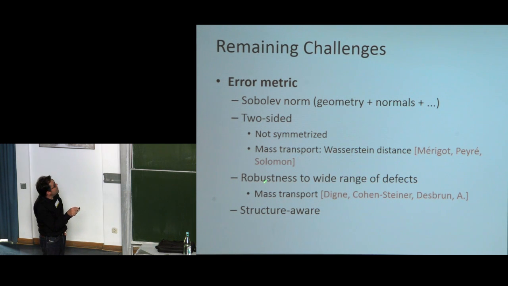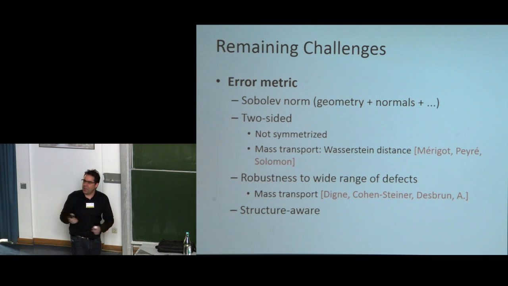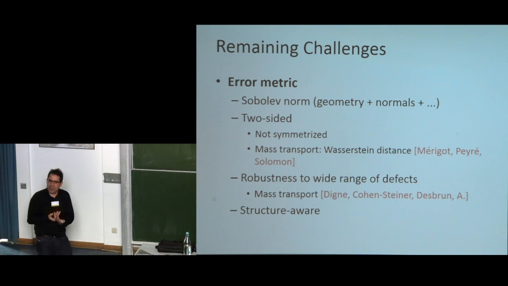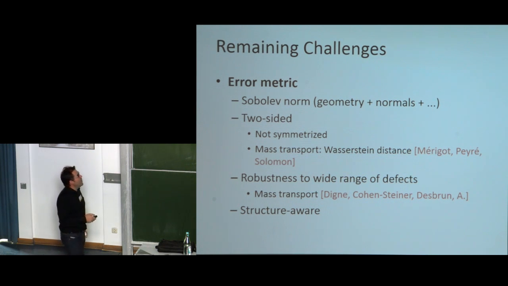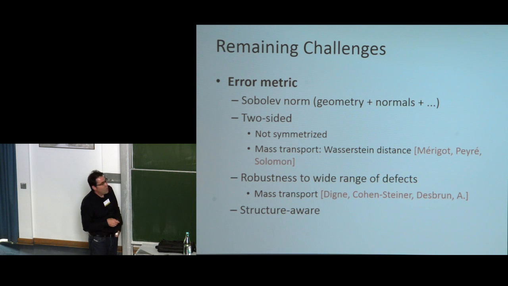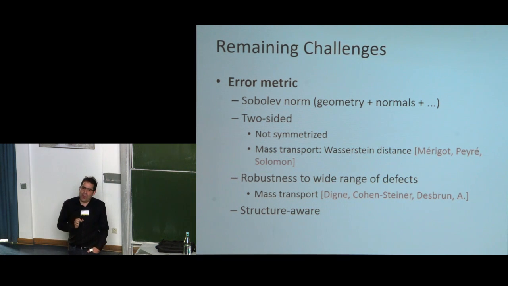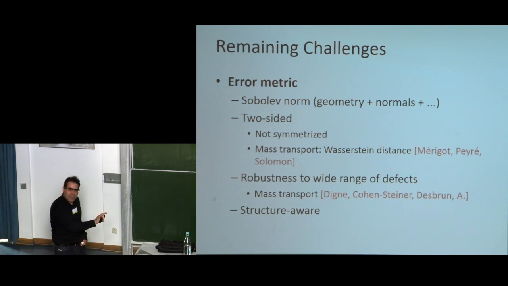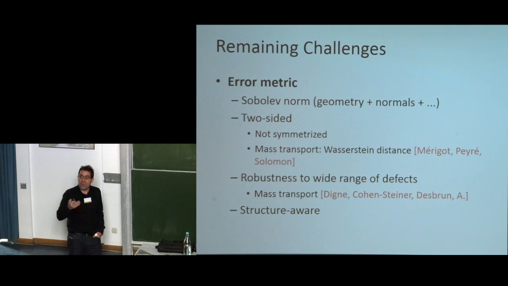Another remaining challenge is the robustness to a wide range of defects. Suppose I have an input mesh really defect laden with a lot of holes, overlaps, cracks, and so on. How do we define a metric that is really robust? We only scratched the surface of that problem, not in the context of mesh approximation, but rather in the context of surface construction. We did that with Julie and the usual suspects here, using optimal mass transport.